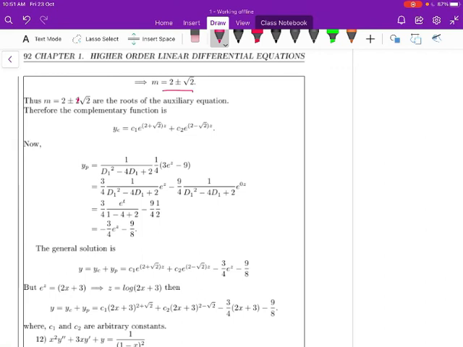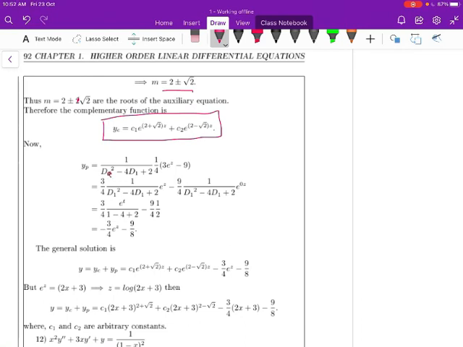Therefore you have to write the complementary function in terms of exponentials, which you have seen in the theory: how to write the complementary function when the roots are real and different, real and repeated, complex and different, and complex and repeated. All those things we discussed in the theory. So on the basis of theory, we can write the complementary function Yc is equal to c1 e to the power of (2 plus root 2) into z plus c2 into e to the power of (2 minus root 2) into z.